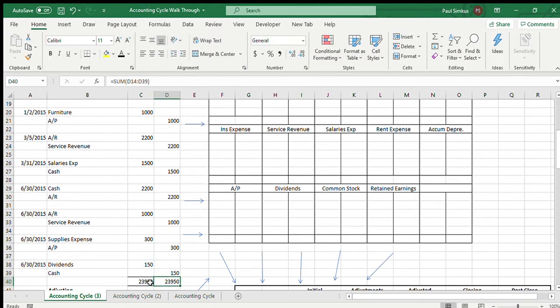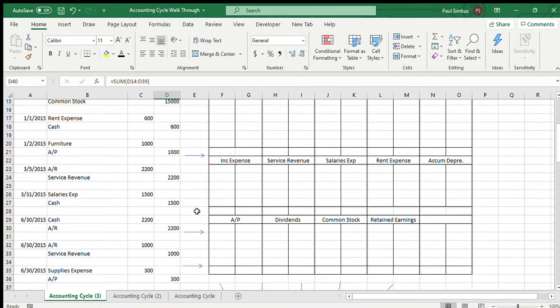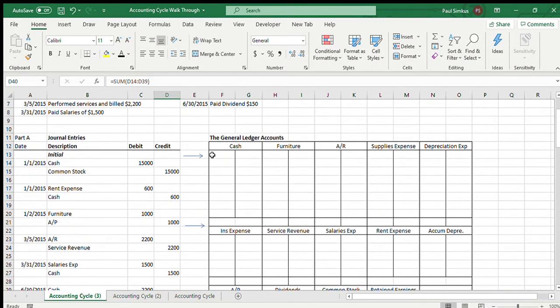So I've made my entries, and they balance. Now we'll post them. If you've got a lot of cash entries, which you usually do, you could do it one of two ways. You could go through and post every single thing, or you could post all the cash at once. And by that I mean you've got a debit to cash of $150.